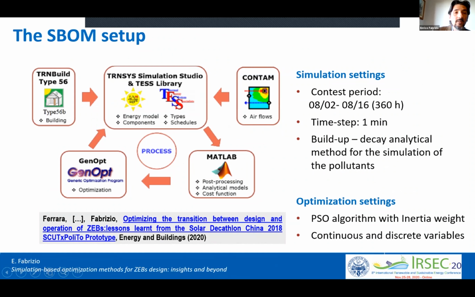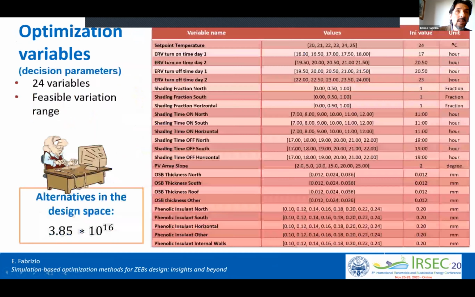This is how the simulation-based optimization problem was set up. It is quite similar to the previous one. I would like to add that the contest period is 14 days, and the time step of the simulation we adopted was 1 minute, because we had to simulate accurately the performance of the system. The optimization parameters are these ones, with the initial and final values.